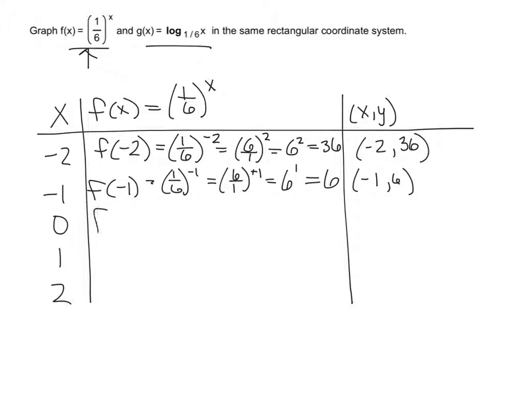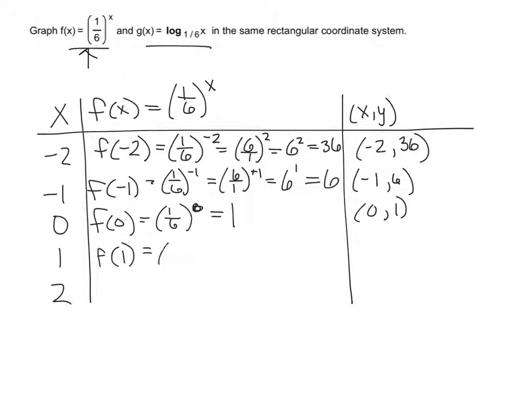Now we'll find f of 0. That is 1/6 to the 0 power. Anything raised to the 0 power is 1. So my ordered pair is 0, 1.